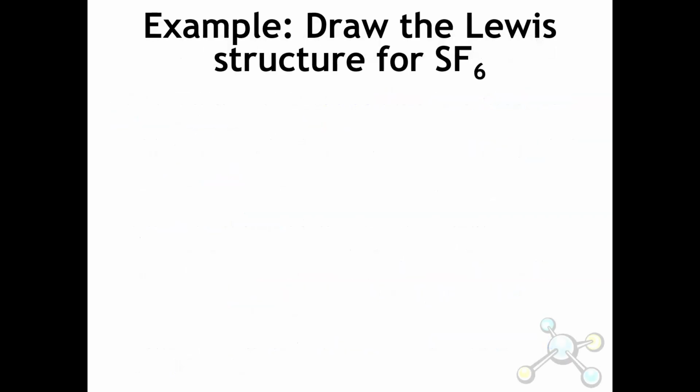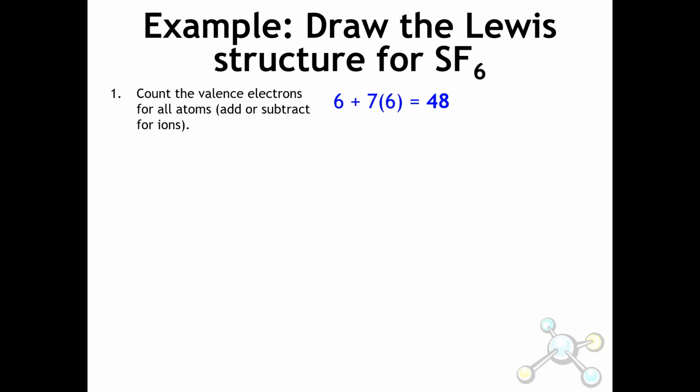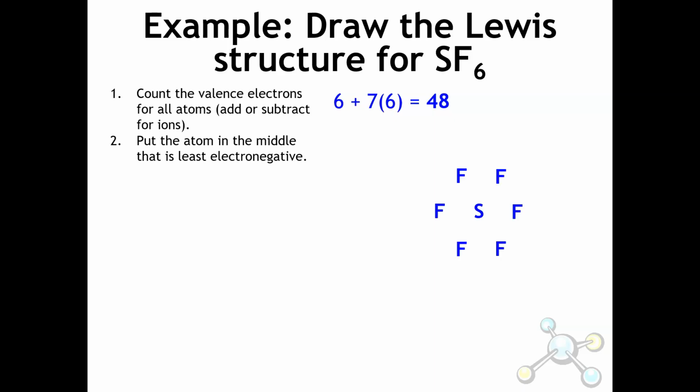So here's an example of an expanded octet, SF6. We'll count all the valence electrons, right? So we've got 6 from the sulfur, 7 from each fluorine times 6. So that's 42, and then that's 48, okay? And then we're going to put the atom in the middle that's least electronegative. So we've got sulfur in the middle, each fluorine around it, and we draw single bonds.